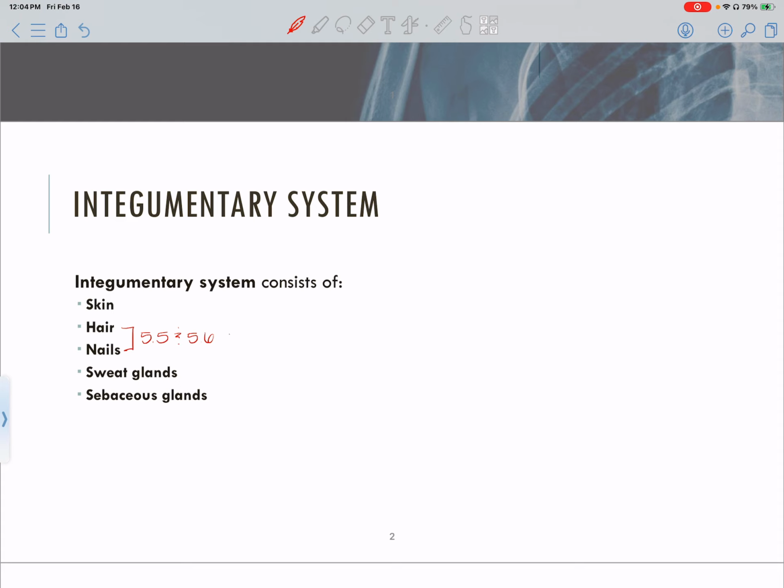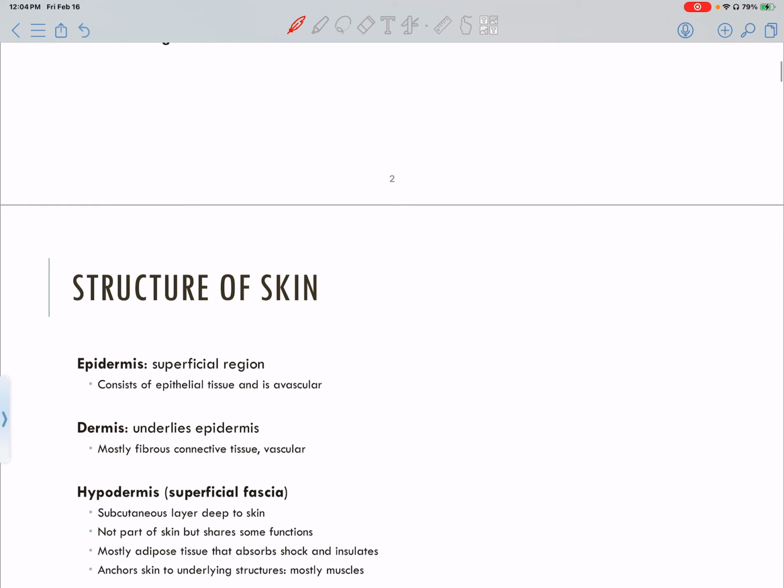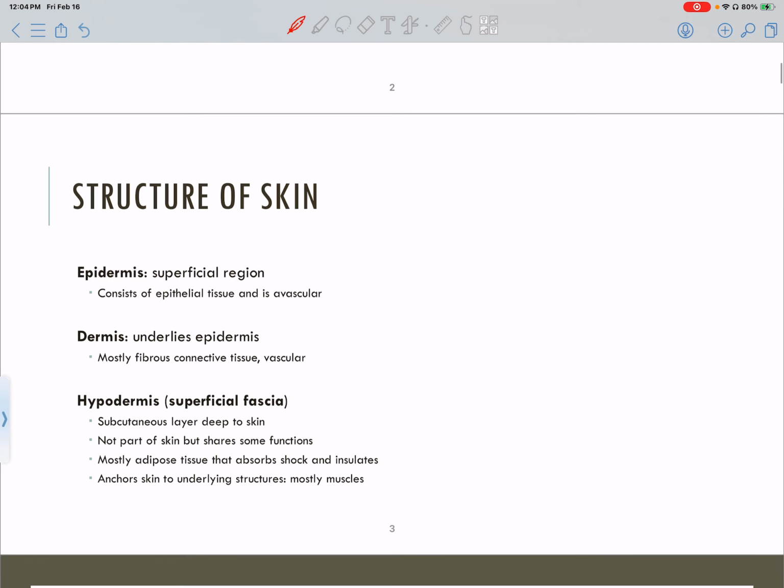We are not covering in lab or lecture hair or nails, so this is section 5.5 and 5.6. You are not responsible for that in lecture. Now, while I say you're not responsible for knowing the details of the hair and nails, you should be aware that they are both components and belong to the integumentary system. Okay, so let's first start with skin.